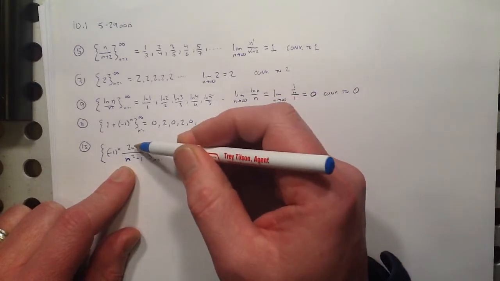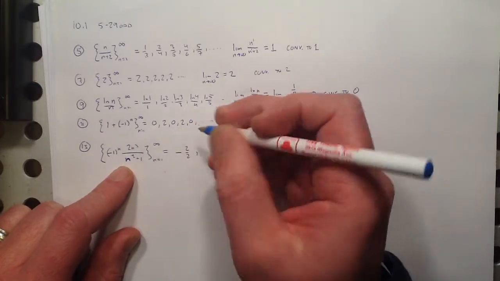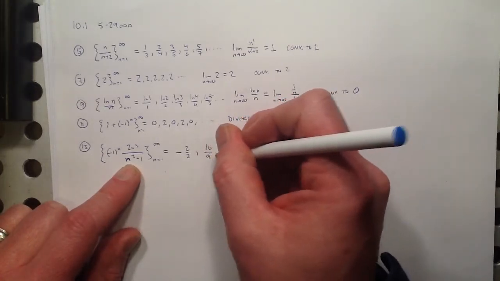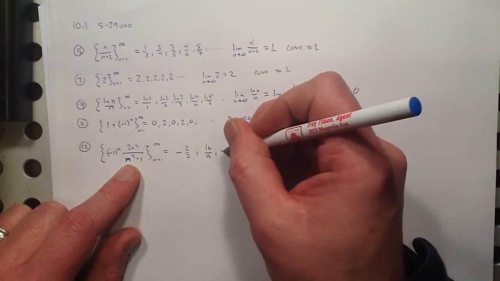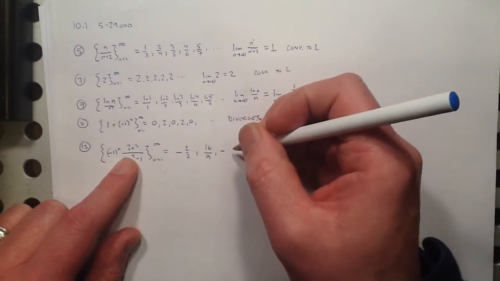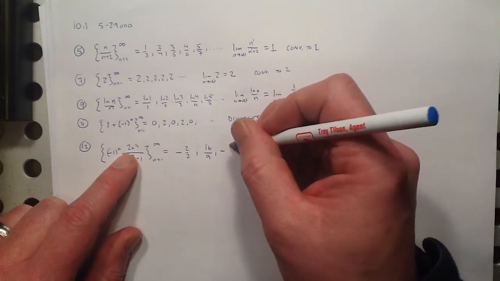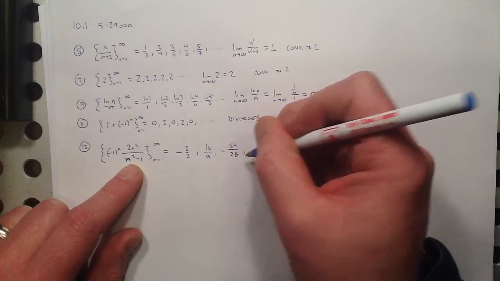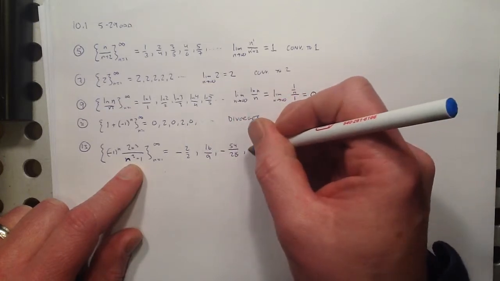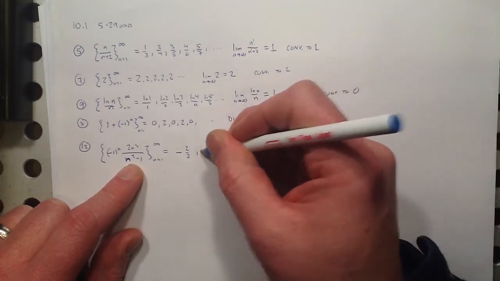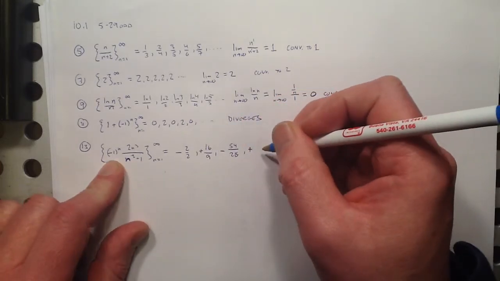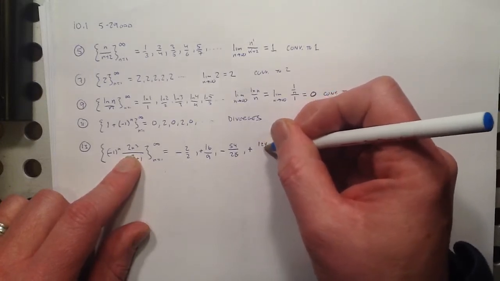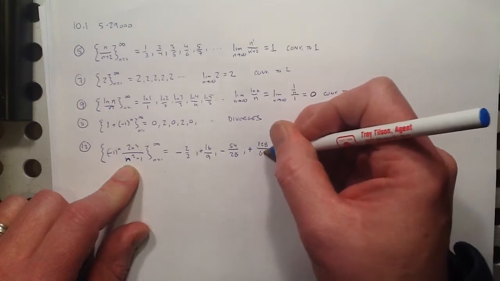When I plug in 2, 2 cubed is 8, so 16 over 8 plus 1, which is 9. Next one's going to be negative, the signs will alternate. When I cube 3, that's 27, so 2 times 27 is 54, over 27 plus 1 is 28. No advantage really to reducing these. Then the next one's positive, and I plug in 4, cubed is 64, times 2 is 128, over 64 plus 1.